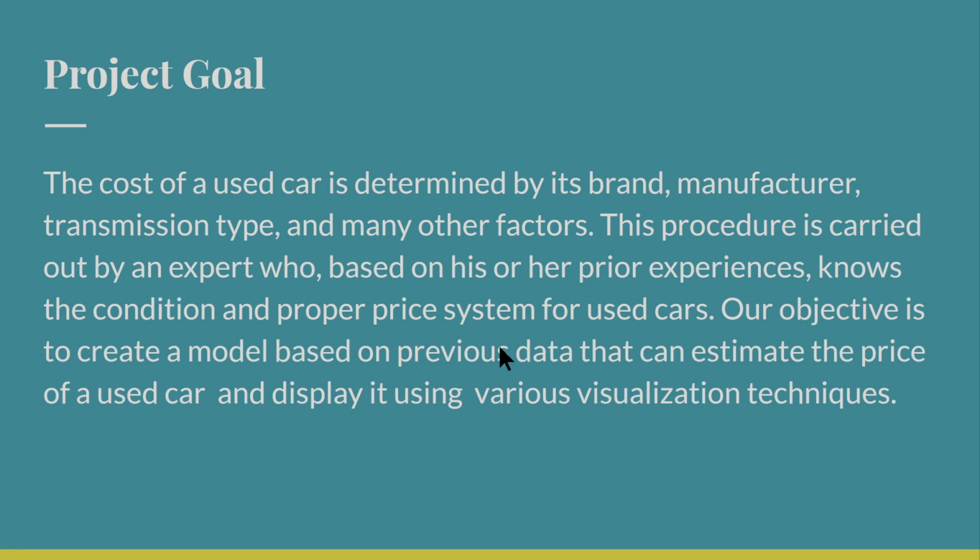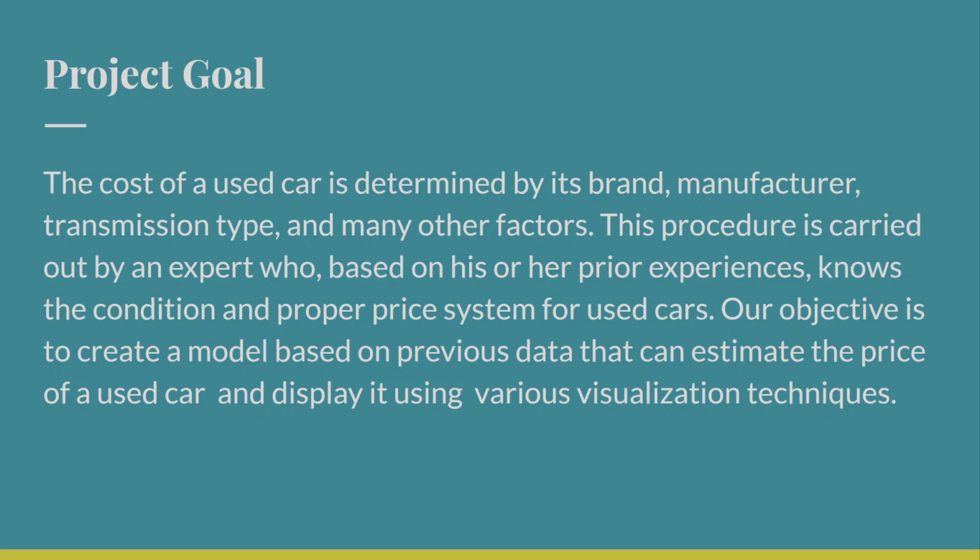So the goal of our project is to find the cost of a used car by visualizing all of its different columns, so brand, manufacturer, transmission type, and many others. And we got this from a data set from an expert who has gone through all these things and figured out the price evaluations for cars. So our main objective is to create a model that, based off previous data, can estimate the price of a used car and display it using different visualization techniques.